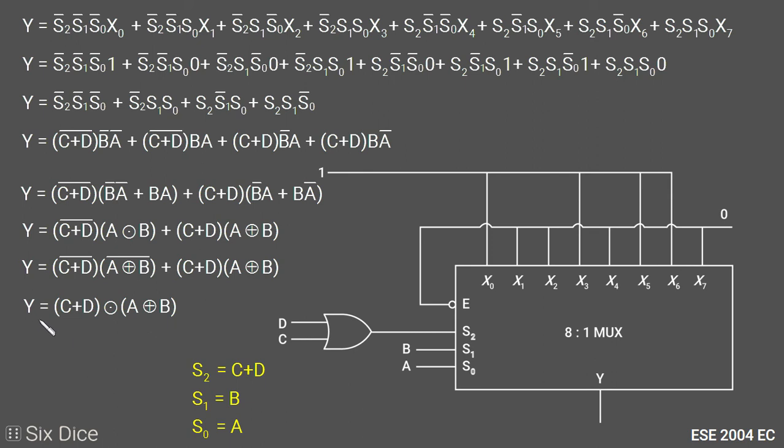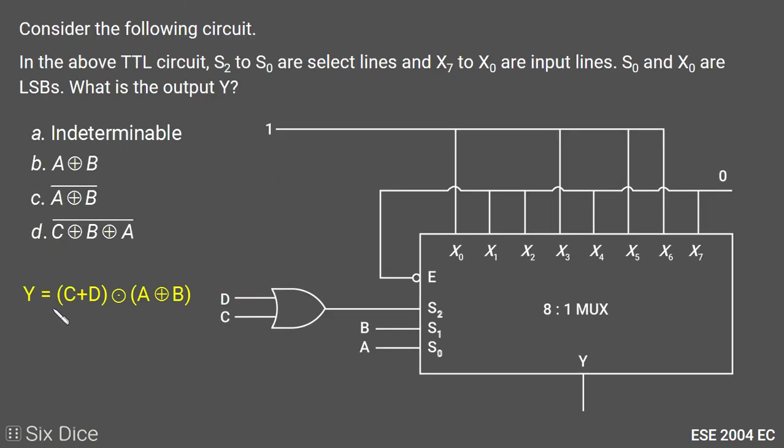So our answer for Y will be (C OR D) XNOR with the second bracket (A XOR B). The answer we find is Y equals (C plus D) XNOR (A XOR B). This doesn't match our given options. So option A, indeterminable, is the answer, but in this question they made a mistake, because indeterminable is not a proper answer for this question, because we found a simplified answer here.